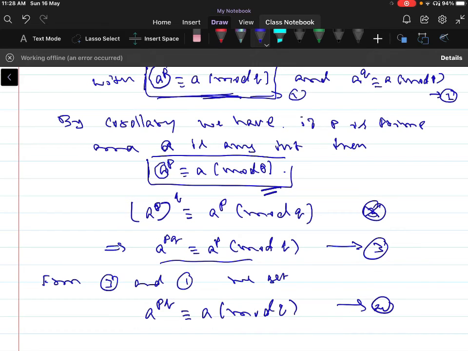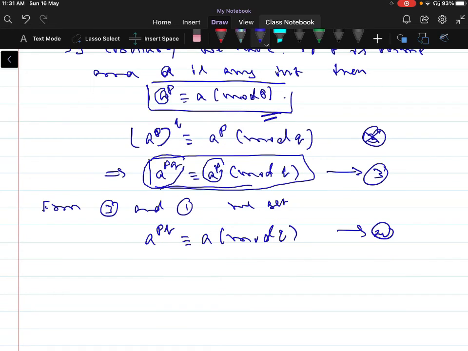Since A power PQ is congruent to A power P modulo Q, and A power P is congruent to A modulo Q, then we can write A power PQ is congruent to A modulo Q by using the transitivity relation. This implies Q divides A power PQ minus A. This is called equation number 5.